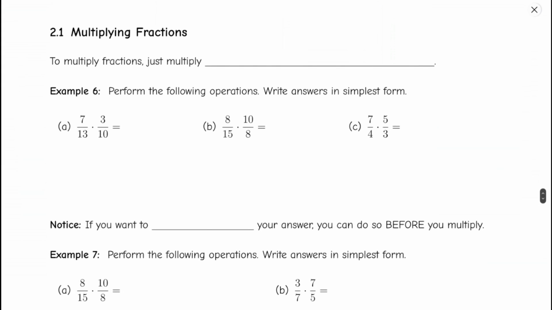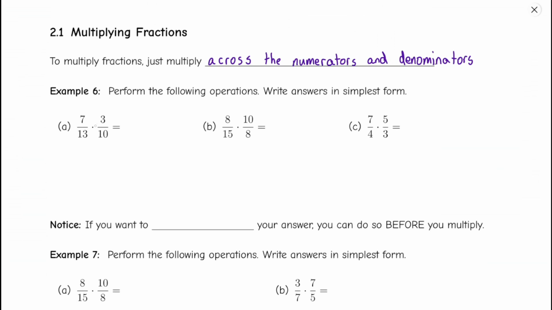2.1, multiplying fractions. To multiply fractions, you just multiply across the numerators and denominators. Perform the following operations. Write your answers in simplest form. So you just multiply across, not cross, across.